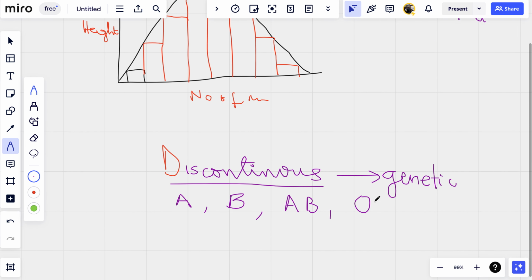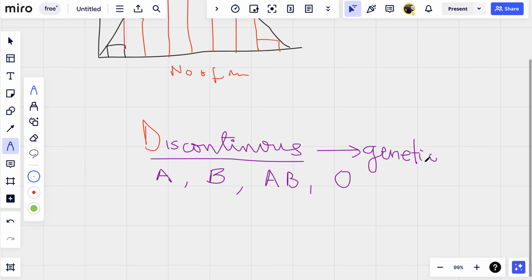Now, discontinuous variations are only affected by the genetic factor. There is no environmental factor in this regard, because there's nothing about the environment in your blood group type. It's only a DNA setting that determines whether you are in blood group A, blood group B, blood group AB, or blood group O.